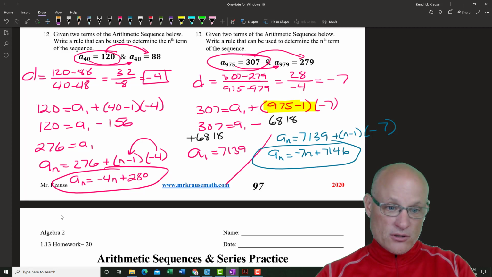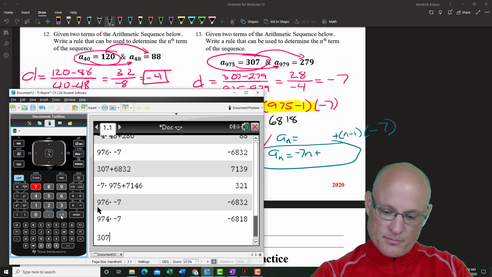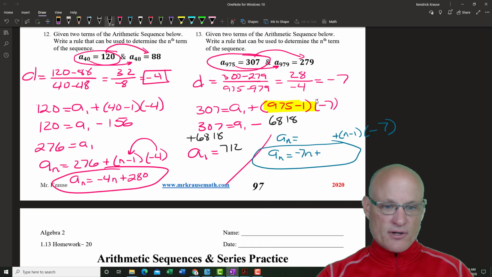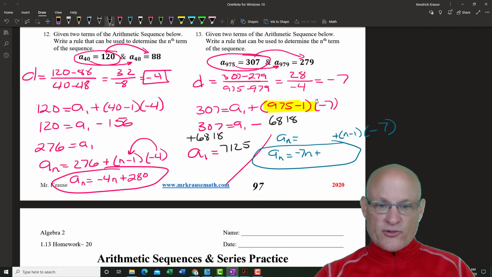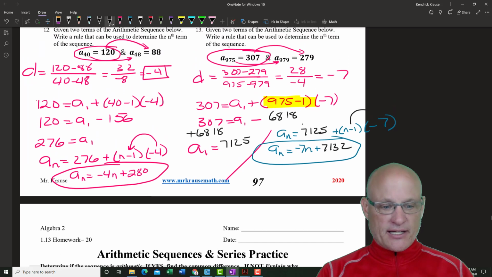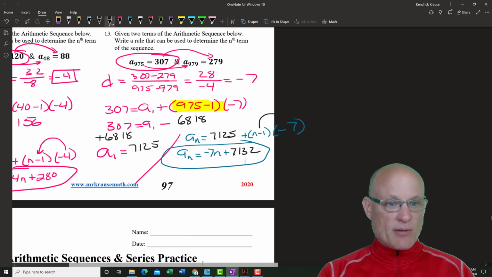So this is wrong. This is wrong. And then this is wrong. So, 307 plus 6818 equals 7125. I think this is right. So 7125 goes here. And then when I add this, remember this is a plus 7, so this gives me 7132 here. So now I'm going to check it. Last one, let me just slide this over a little bit. I'll make sure it's not behind my head.